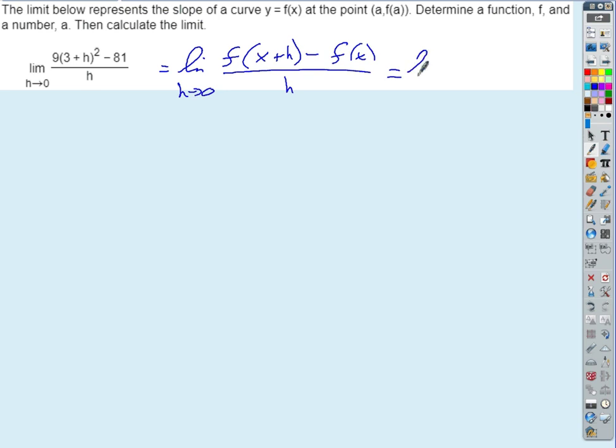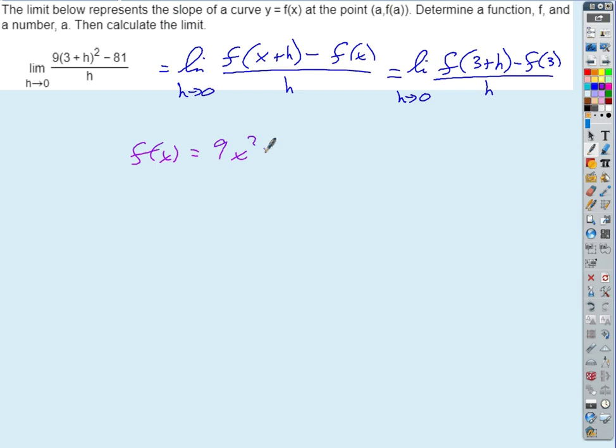So we're getting the limit of f of 3 plus h minus f of 3 over h as h approaches 0. Well, what must f of x be? 9 times x squared, wouldn't it be? Right? Because look, I've got a 9 times something squared, right? Does that make sense? Okay. So this only works if f of x is 9x squared.